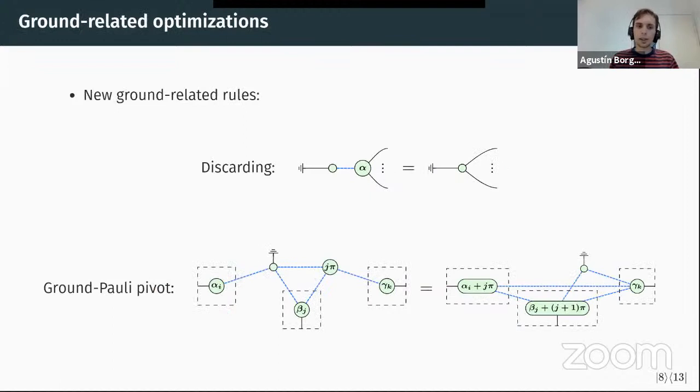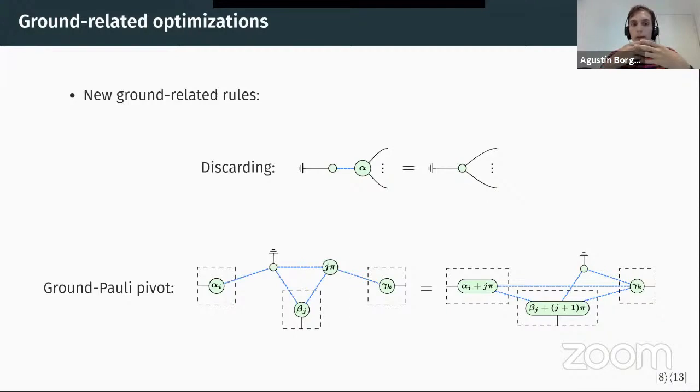The first rule is a discarding rule that lets us delete a spider connected to a degree 1 grounded spider. We also have the ground polypivot. It deletes poly spiders with a phase multiple of pi connected to a ground spider. Having these two rules, we could use the same approach of just matching them against the graphs until we cannot anymore, and then stopping there.